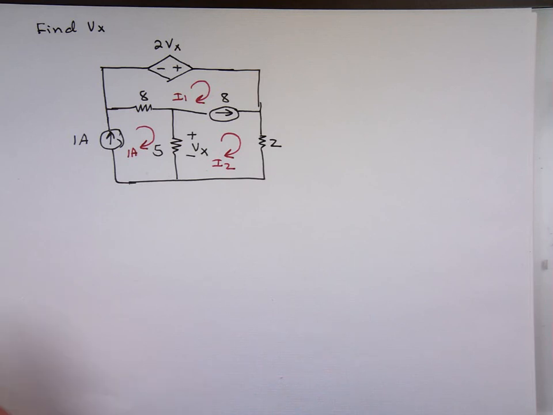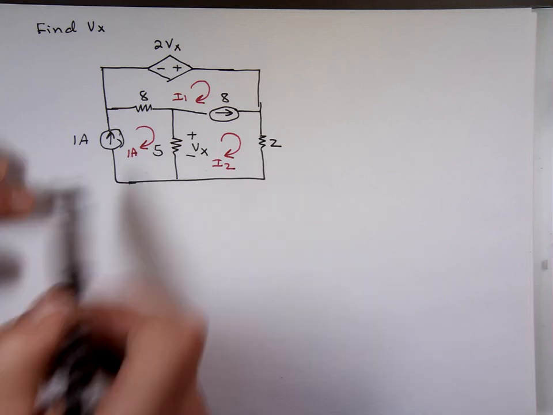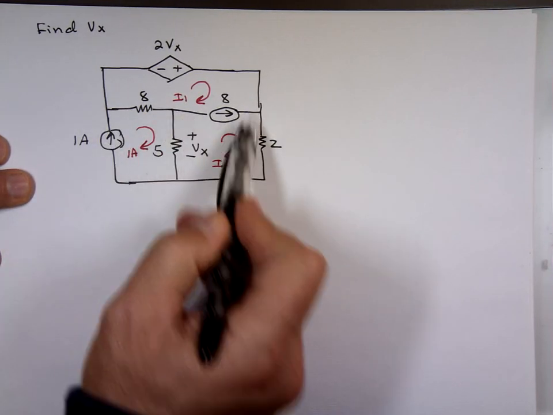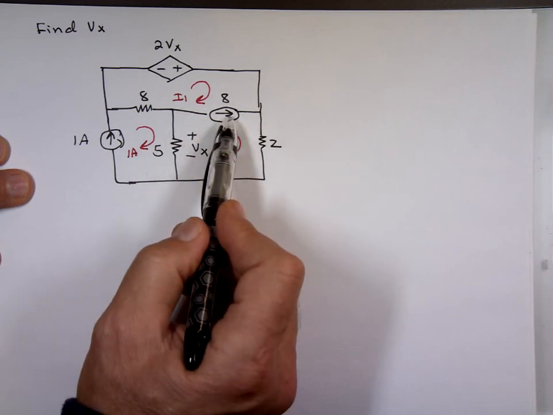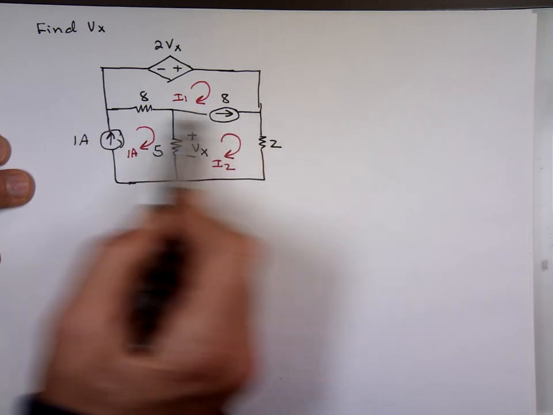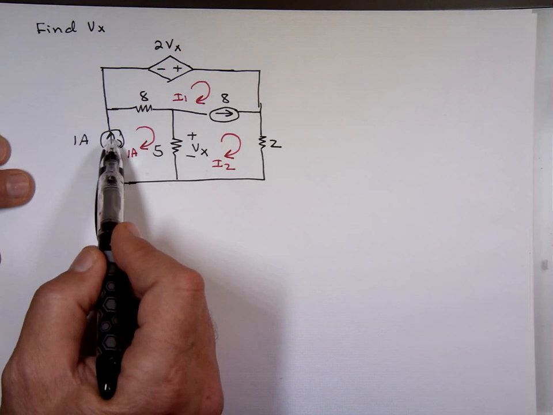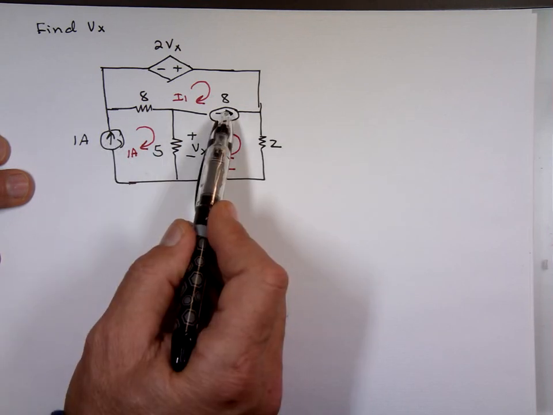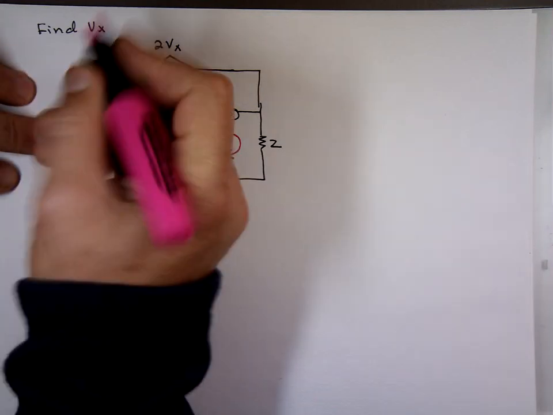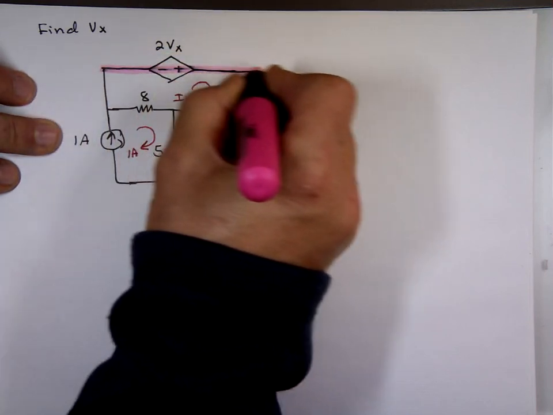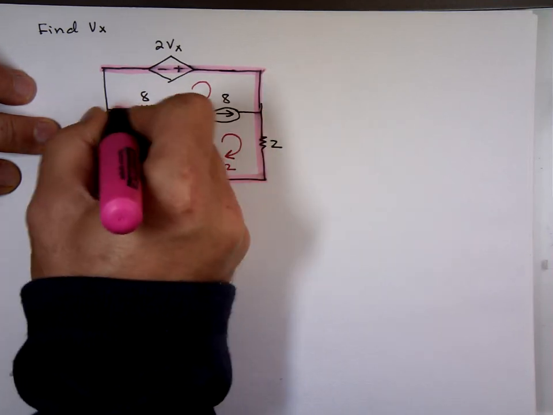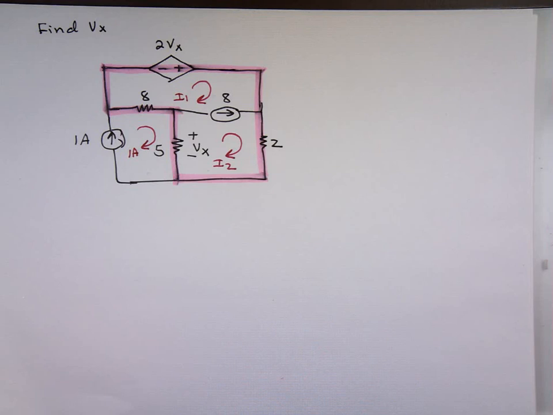I need to figure a loop there to travel. I can't use this one. There's a current source. I don't know the voltage. I can't use this one because of that unknown. I can't use this one. That's unknown. I can't use this one. That's unknown. There's only one loop I can use there, and that is this one, a closed loop. That's the only loop I can use.